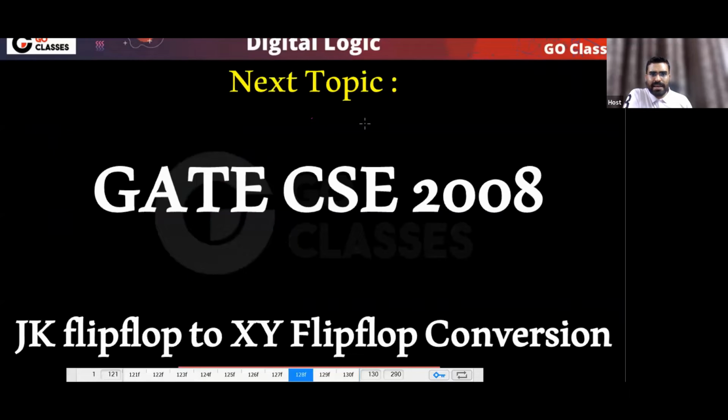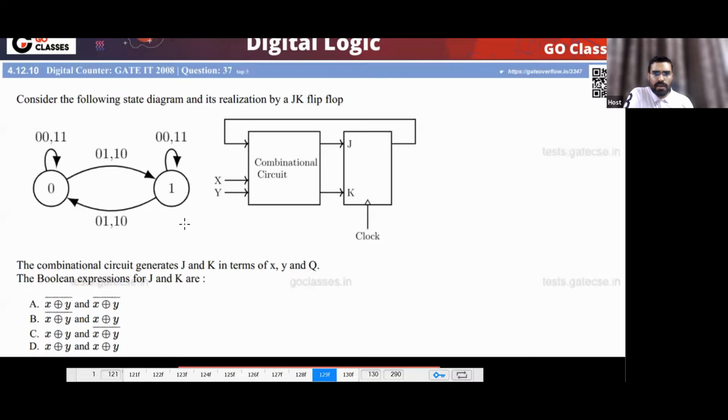So let's see this GATE computer science question. A nice question. Now let's solve this. What this question is saying, first you understand. So JK flip-flop we are converting to XY flip-flop.